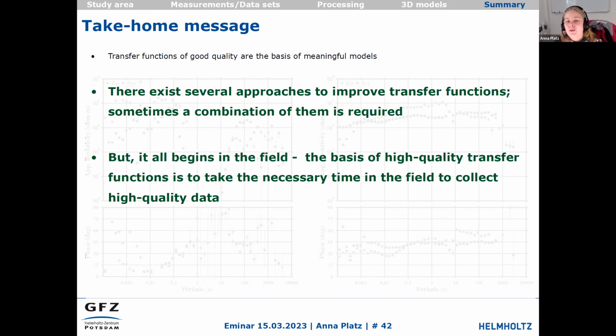This is the basis to get high quality transfer functions and in the end to get meaningful models. Yeah, I think I'm finished. Thank you for your attention.